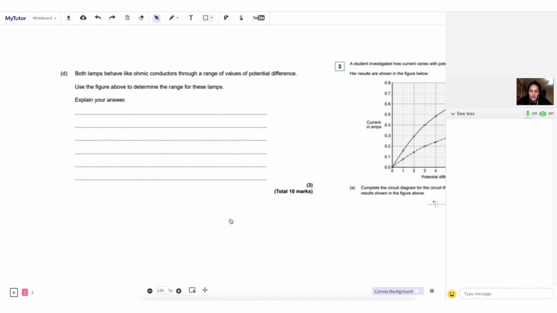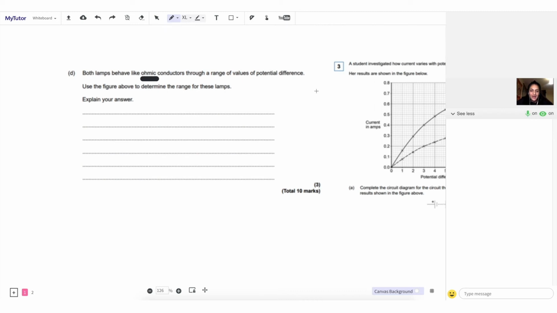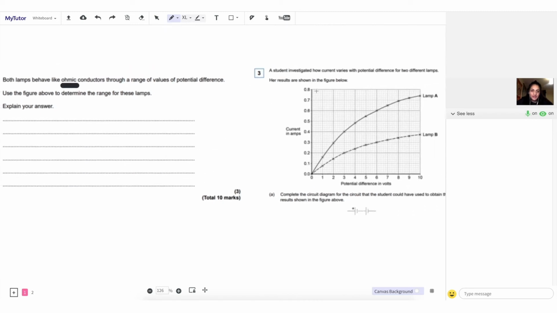The fourth part of the question says that both lamps behave like ohmic conductors through a range of values of potential difference. Use the figure above to determine the range for these lamps. Now, this term ohmic is really key to the question. Ohmic means that it follows Ohm's law, which is V equals IR. Now, if it were to follow V equals IR, that would mean that current is directly proportional to potential difference, and resistance is constant.